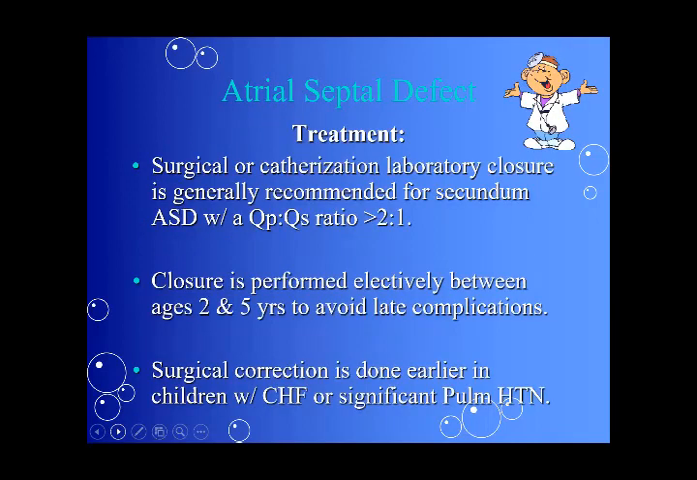Then there is the treatment for ASD, which is surgical or by catheterization. Device closure is generally recommended for the secundum type. Closure is preferred electively between 2 to 5 years of age, to prevent pulmonary hypertension. Surgical correction can be done earlier in children with congestive heart failure or significant pulmonary hypertension.